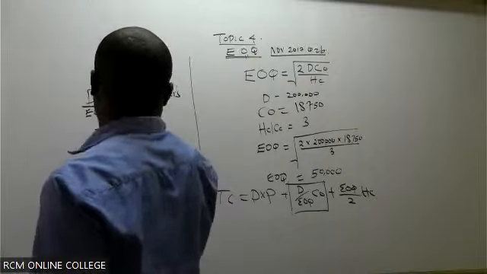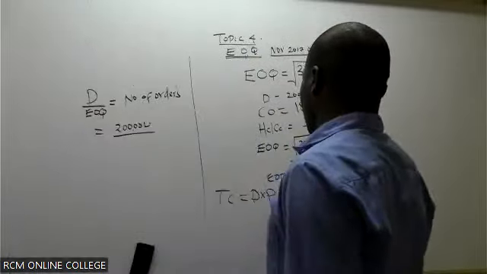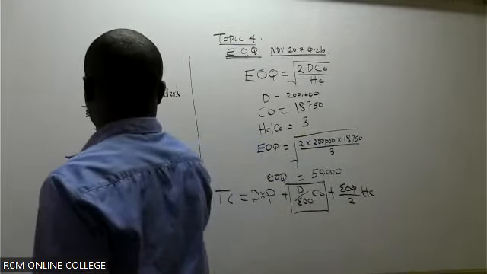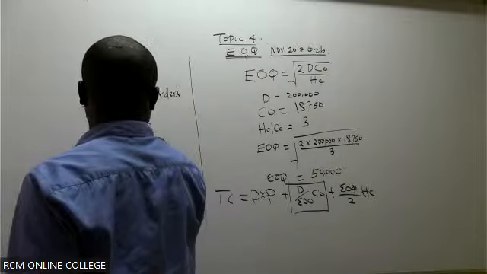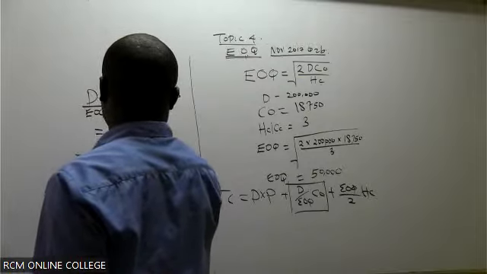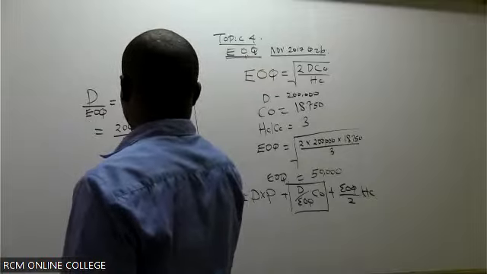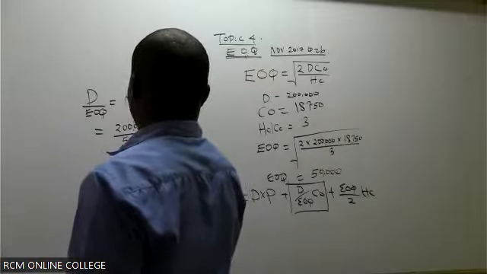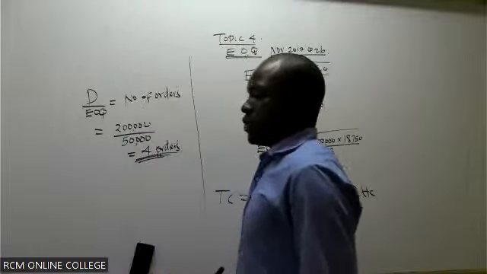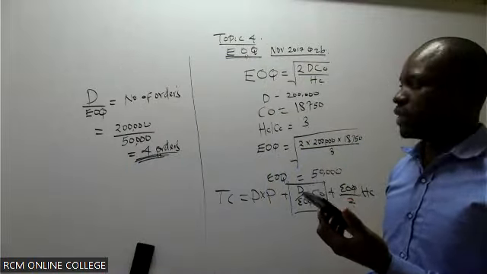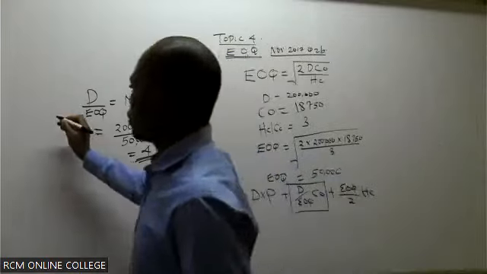How about economic order quantity? We calculated it in Roman 1 of the question, and you are getting 50,000. If that is done, we are getting how many orders? 4 orders. So that is what you are required to do in that particular question. That is Roman 2 of the question.